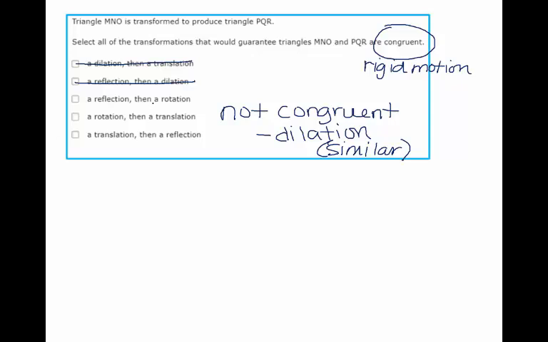If you have a reflection and then a rotation, that would work. If you have a rotation and a translation, that would work. If you have a translation then a reflection, that would work. The only thing that you could not have is a dilation. So any other possible combinations would result in a congruent figure.